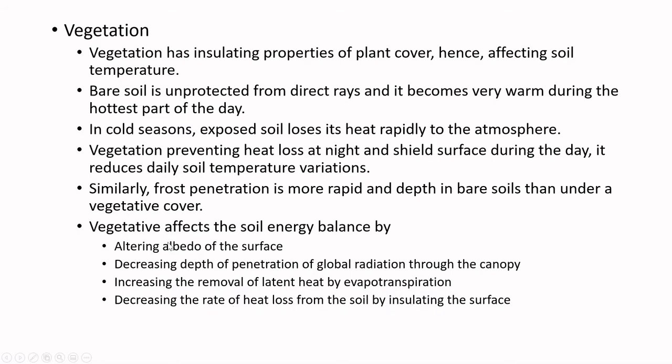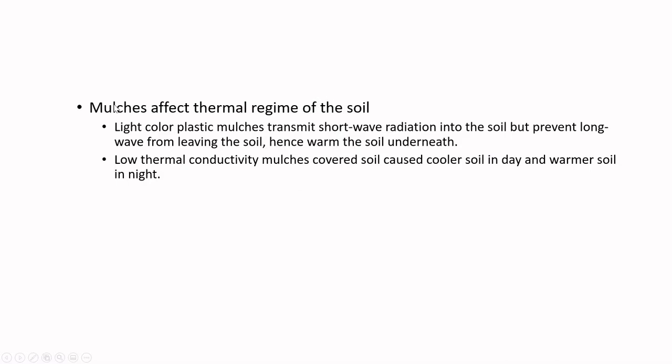So vegetation can actually insulate the surface of the soil. As a result, it reduces the rate of heat loss. Mulches is something like a cover. If you use plastic as a cover, or you use plant as a cover, for example, people use plastic to cover up the soil, it is called mulches. Mulches affect the thermal regime of the soil.